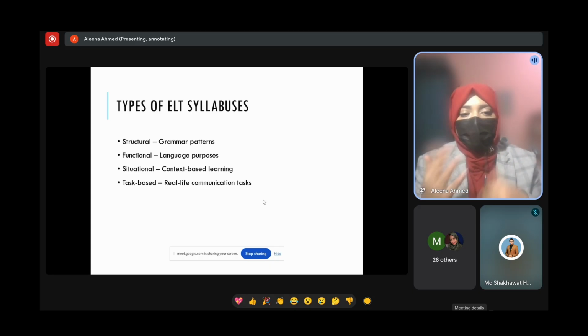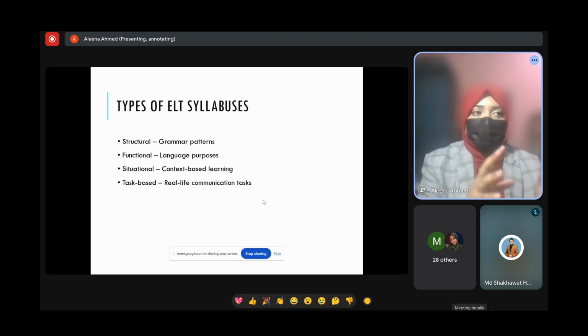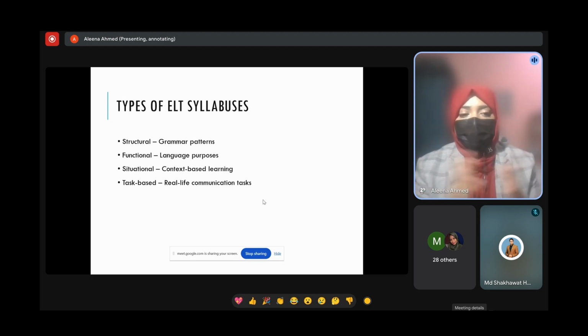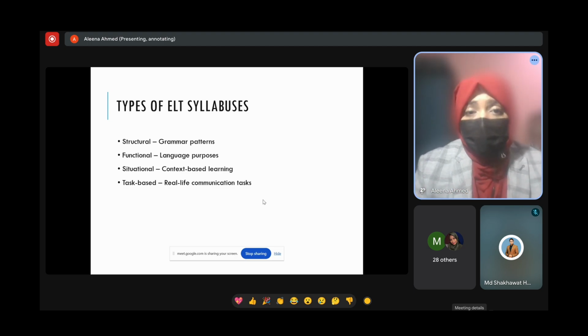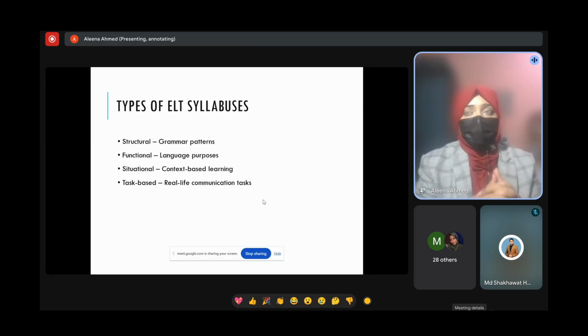So at this point, we got task-based language teaching to learn by performing some tasks, right? Like real life communication tasks. For example, we can send them on the road and ask them to sell some specific vegetables at the vendor, right? So we have put the vendor there.